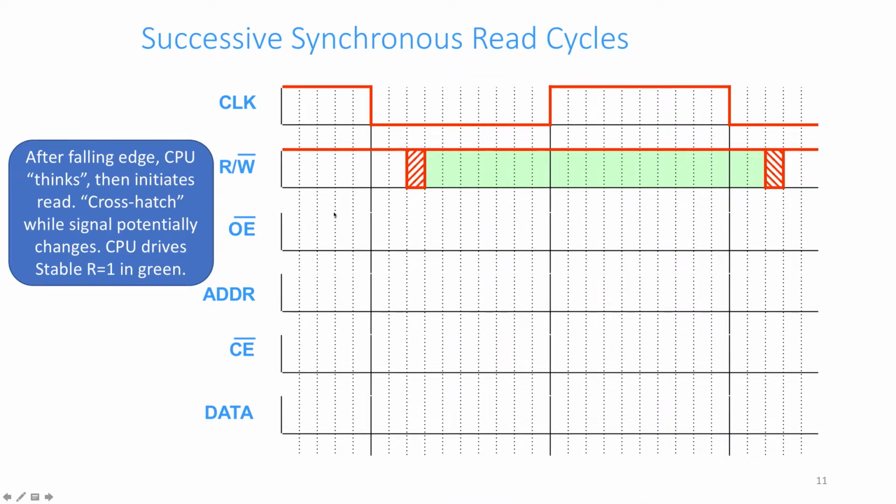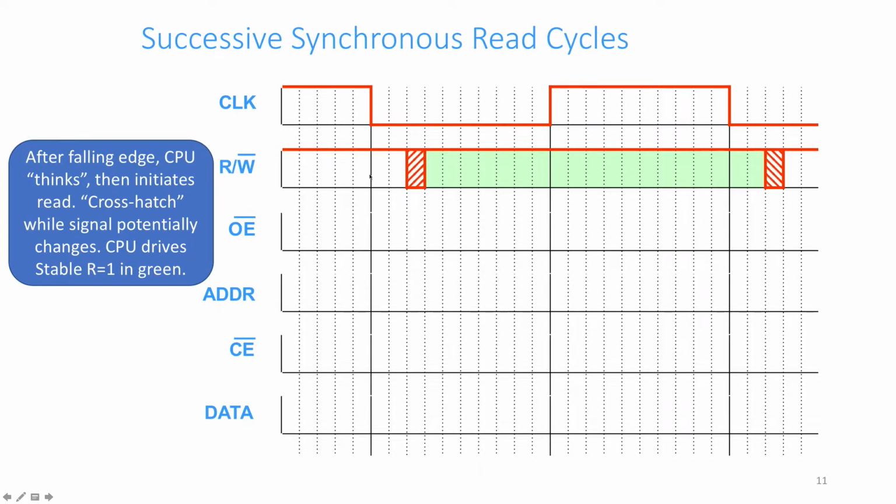So the first signal we're going to look at in terms of driving the memory chip is the read-write bit. So the falling edge of the clock triggers the CPU to initiate a read. So why is it initiating a read? Well, because we're looking at successive read cycles. So we know that on the falling edge of the clock, the CPU is going to initiate a read, and the assumption is that on this next falling edge, it's going to initiate another read. Okay, so every clock cycle, it's going to start a new read process.